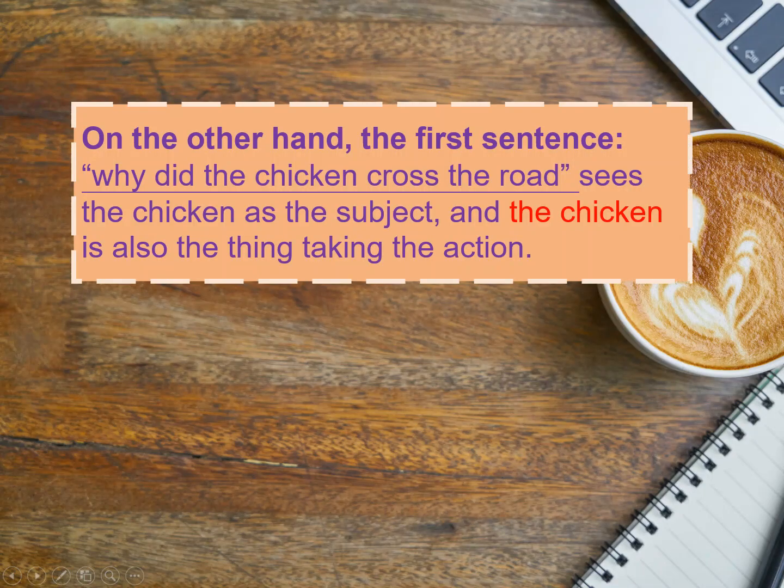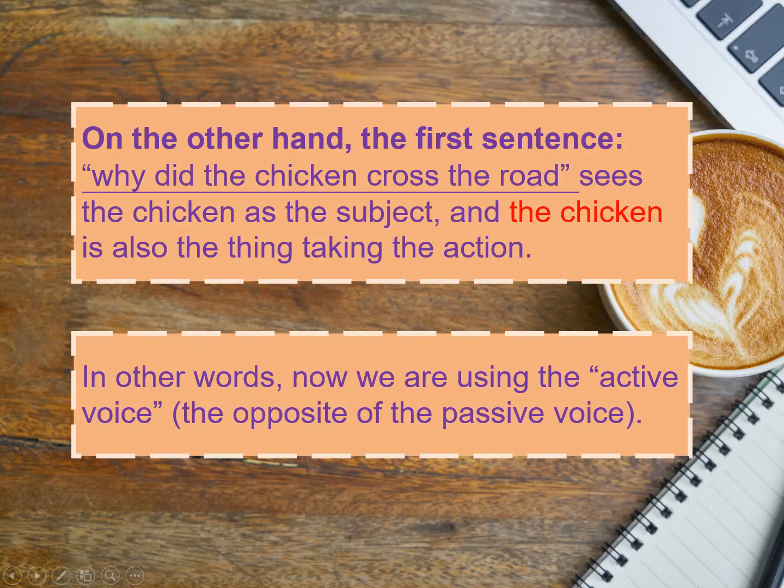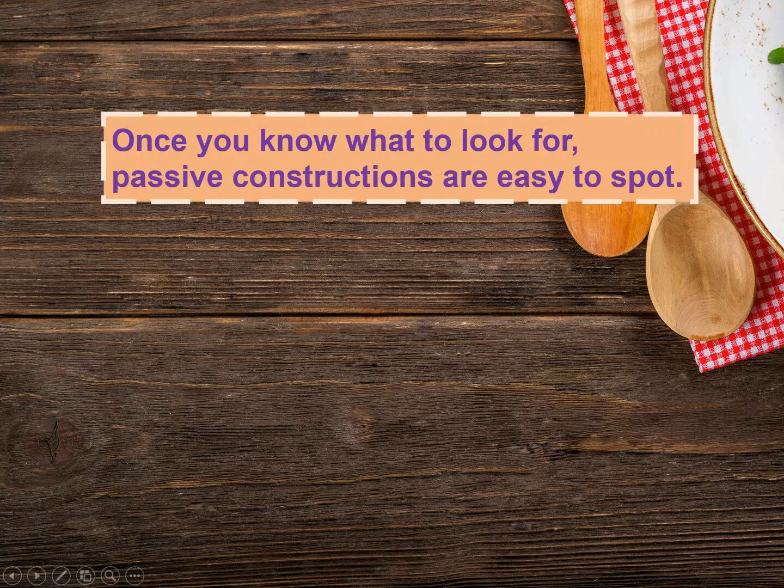On the other hand, the first sentence, "Why did the chicken cross the road?" sees the chicken as the subject, and the chicken is also the thing taking the action. In other words, now we are using the active voice, the opposite of the passive voice. Once you know what to look for, passive constructions are easy to spot.